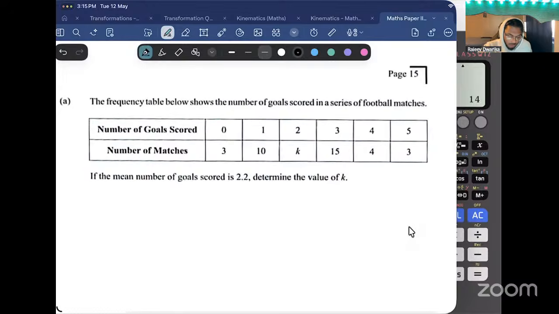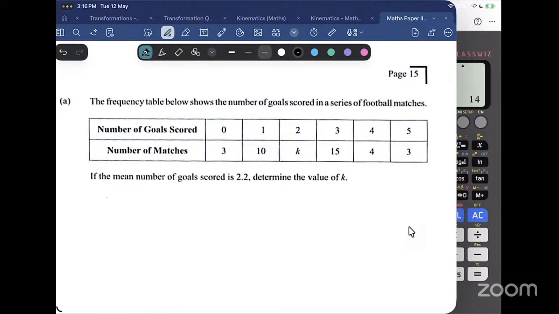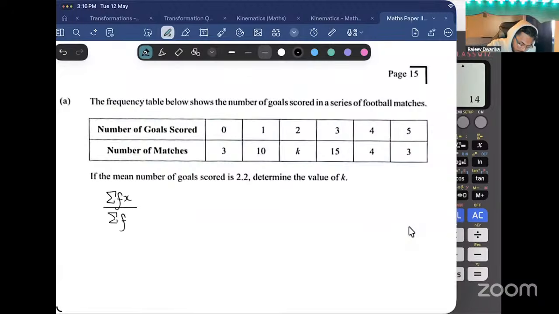Not a problem. So quickly, guys, how would I find the mean? Sigma f, yes. Add up all and divide by the number of terms. Good. So number of goals scored. This might confuse a lot of people: the number of matches is telling you the frequency, and the number of goals scored is the variable.